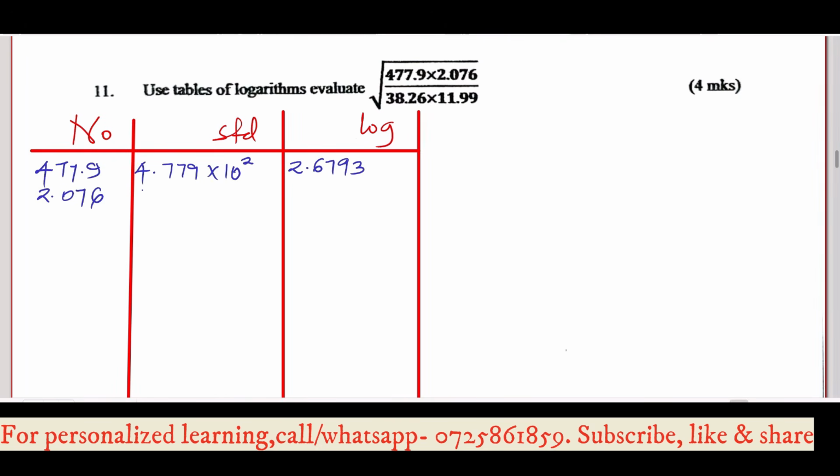Then the next number is 2.076, writing this one in standard form as 2.076 times 10 raised to the power 0. So logarithm of 10 raised to the power 0 is 0. Logarithm of 2.076, that will be 0.3172. So since you're multiplying these two numbers, 477.9 and 2.076, you add their logarithms. So that is what you get, and that is the solution for the numerator.